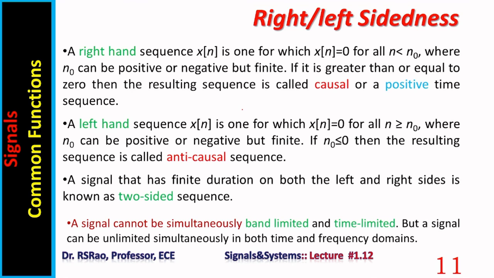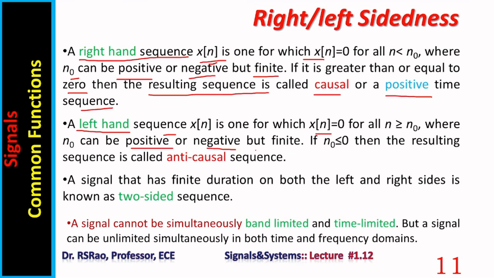Now this sidedness is explained in terms of discrete time signals. A right-hand sequence x of n is one for which x of n is 0 for all n less than n naught, where n naught can be positive or negative but finite. If n naught is greater than or equal to 0, then the resulting sequence is called causal or a positive time sequence. A left-hand sequence x of n is one for which x of n is 0 for all n more than or equal to n naught, where n naught can be positive or negative but finite. If n naught is less than 0, then the resulting sequence is called an anti-causal sequence. A signal that has finite duration on both left and right sides is known as a two-sided sequence.